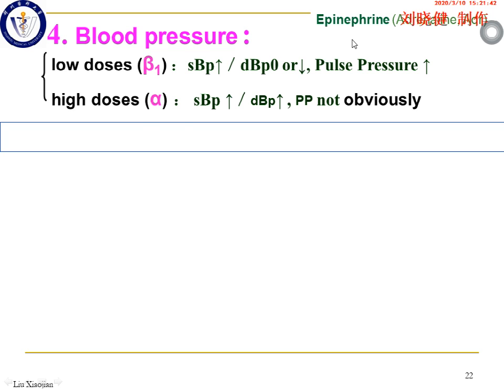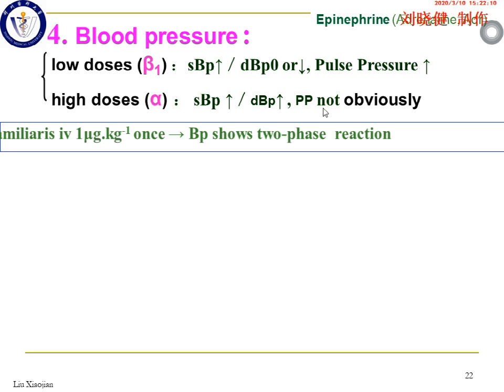But when epinephrine is used in high doses, under these conditions, both alpha and beta receptors can be activated by epinephrine. So systolic blood pressure increases and diastolic blood pressure also increases. So in general, the pulse pressure has no obvious change.